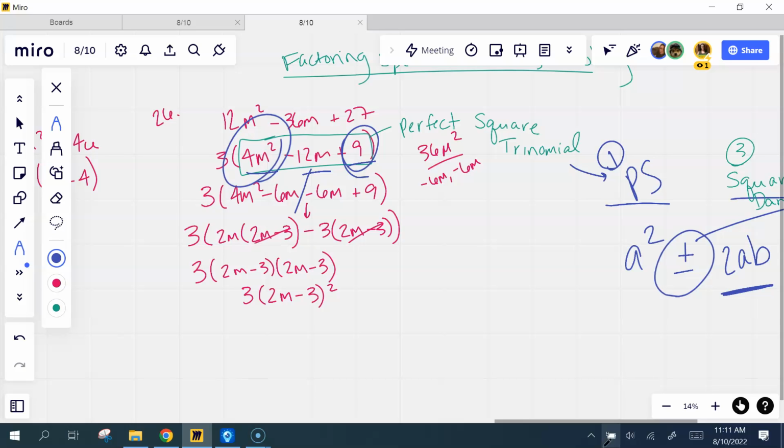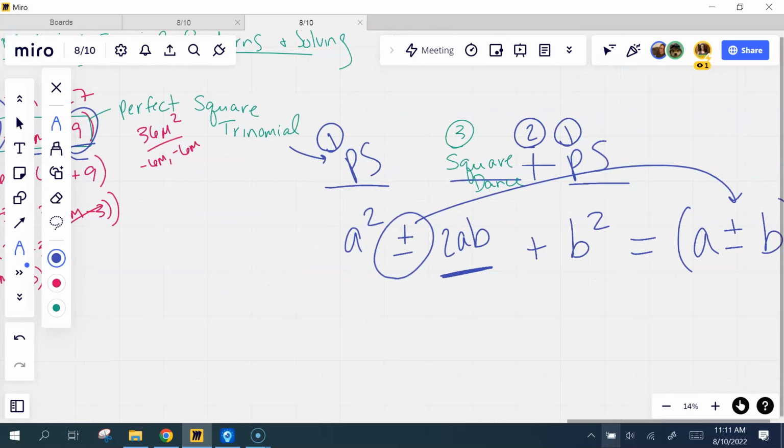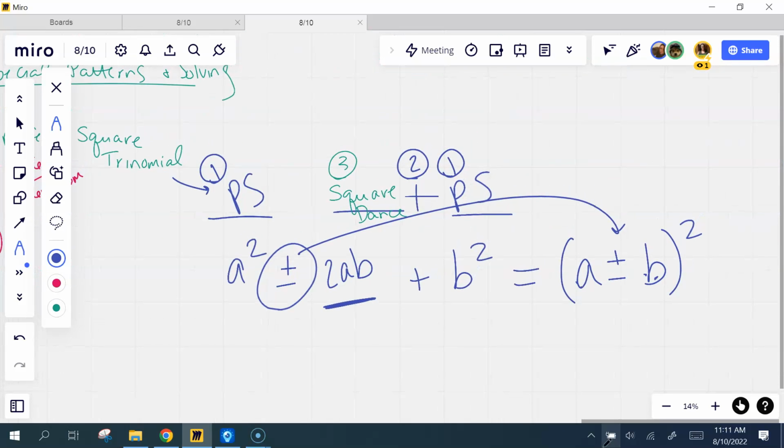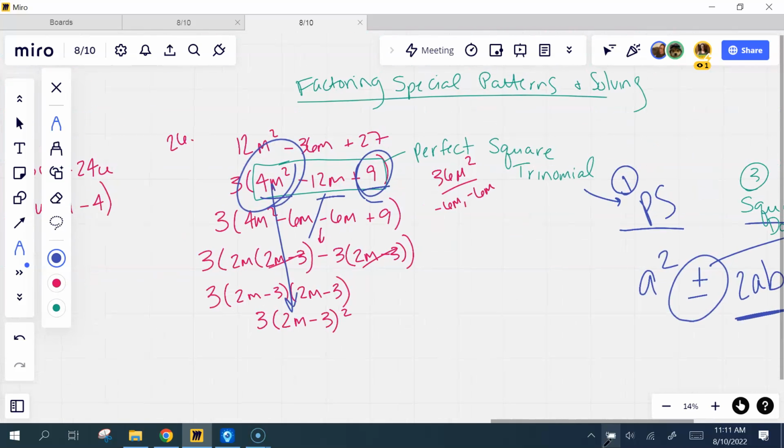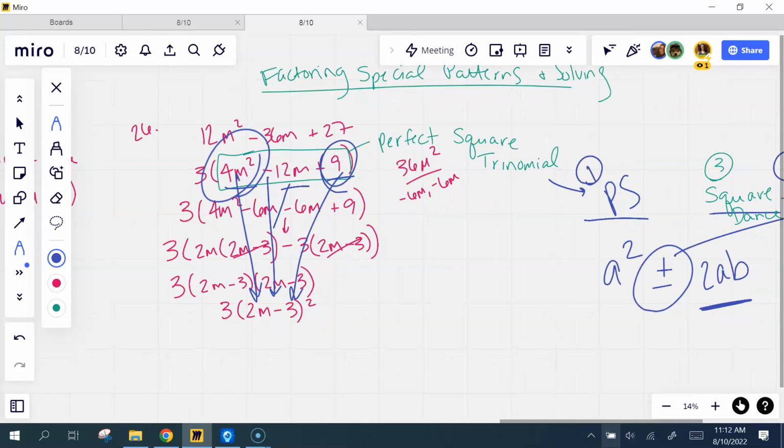So look, 4m squared minus 12m plus 9. We said yes, it's a perfect square trinomial, so it should be the square roots of the ends, the first sign, squared. Is that what happened? It's a shortcut. It's a special pattern. It's a very, very important special pattern that you'll have to know later for sure. It eliminates all that work for you.